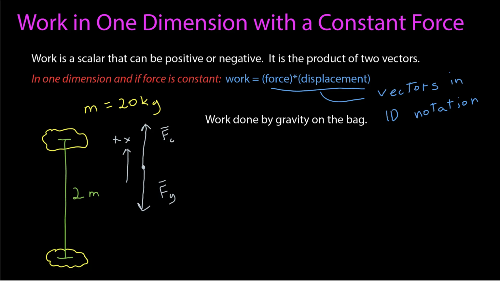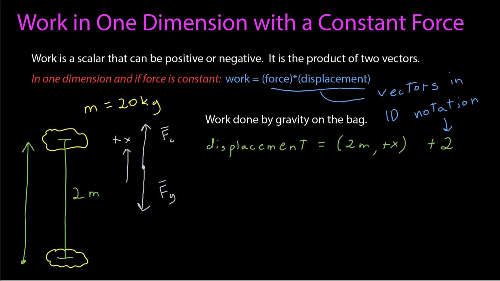First, I want to calculate the work done by gravity on the bag. So I need to know the displacement. The displacement is a vector, and it's the vector final position minus the vector initial position. Also, in one dimension, it's handy just to be able to draw from the initial point to the final point, and that vector represents the vector of displacement. So in this case, our displacement is a vector. It has a length of 2 meters, and it is positive because I've identified the positive x to be up. And then in our notation, we just represent the vector as the magnitude where the sign indicates the direction.